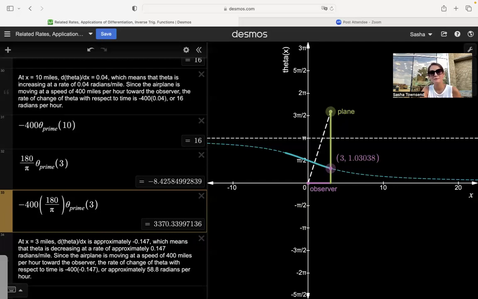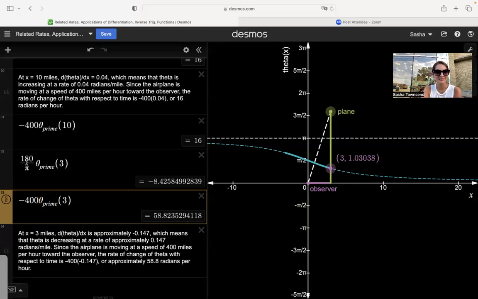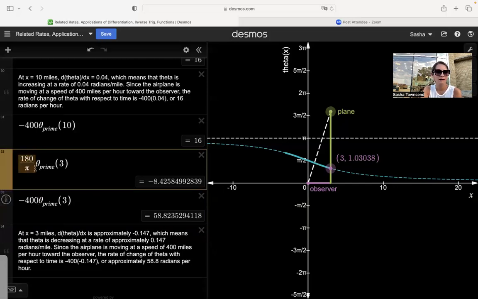So I guess maybe that doesn't make sense because you're imagining going around and around and around, and that's not what we want. I think it's because of those units of measuring time in hours as opposed to measuring time in minutes or seconds. But technically, that is the answer. It's 58.8 radians per hour.